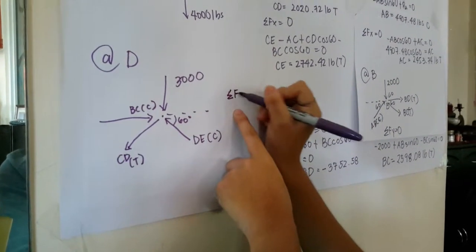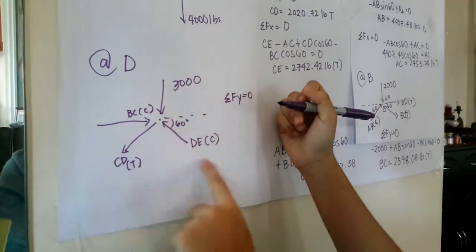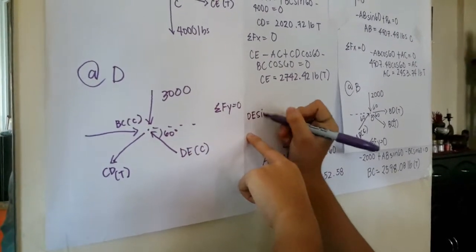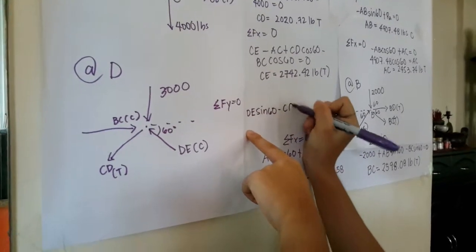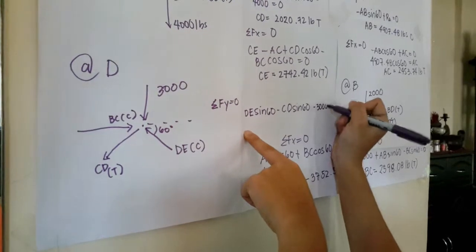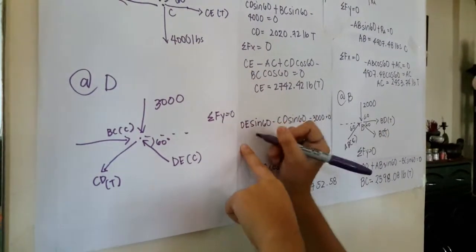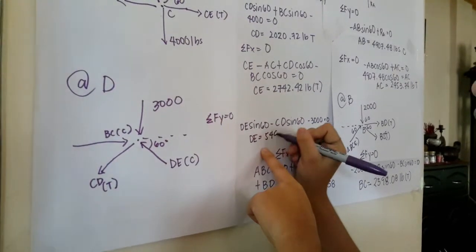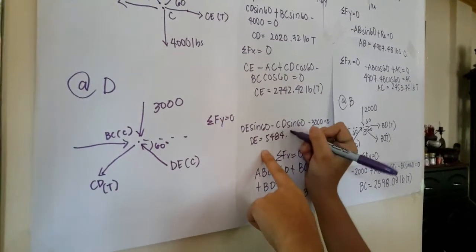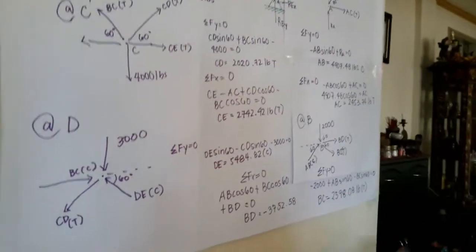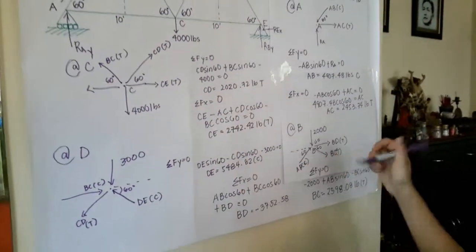So summation of forces of Y is the only way for me to get the value of DE, and that would be DE sine 60 minus CD sine 60 minus 3,000 is equal to 0, which will give me the answer of 5,484.82 in compression. So, I will now simplify all my answers, the correct answers.